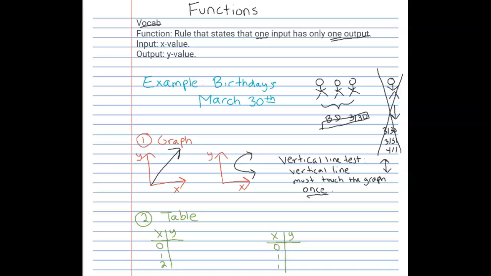So let's do the first one. Let's do example A. Vertical line, vertical line, vertical line. Basically, I'm going to do some different colors. That way it kind of helps you here. Let's do blue. No matter what vertical line I make, it only touches it once. So it's a function.